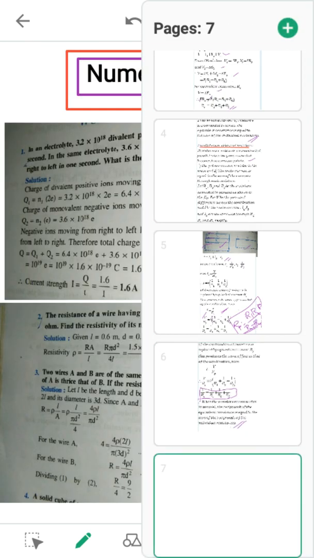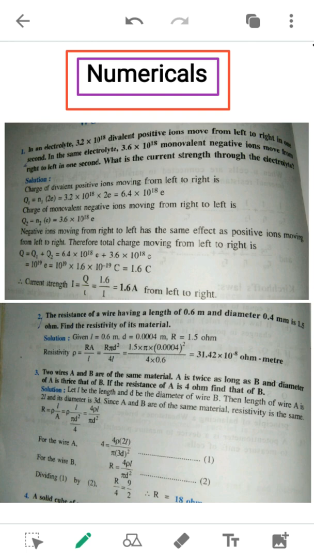Now let us go for the numericals. So I will read out the numerical. In an electrolyte, 3.2 into 10 raised to 18 divalent positive ions move from left to right in 1 second. In the same electrolyte, 3.6 into 10 raised to 18 monovalent negative ions move from right to left in 1 second. What is the current strength through the electrolyte? So divalent is 2 positive charges and monovalent is 1 single negative charge.